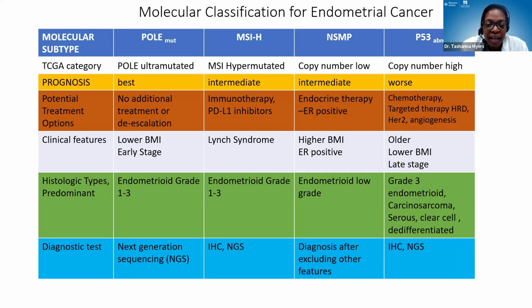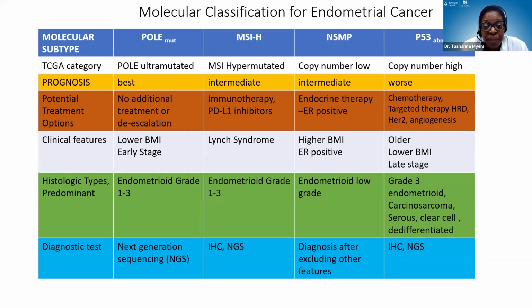Absolutely. So in this slide, I go over the molecular classification for endometrial cancer. Broadly, there are 4 categories in which the majority of tumors will fall into. The first column is POL mutated, and this prognosis tends to be the best. The potential alterations in treatment can be a de-escalation or no adjuvant treatment. These patients tend to be a little bit thinner, have earlier stage, and predominantly endometrioid histology in all the grades from 1 to 3. We typically will identify this through next generation sequencing.